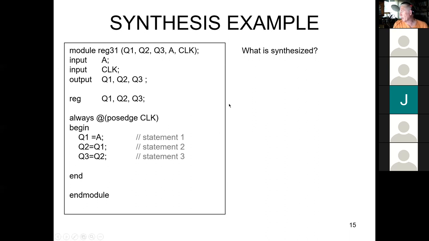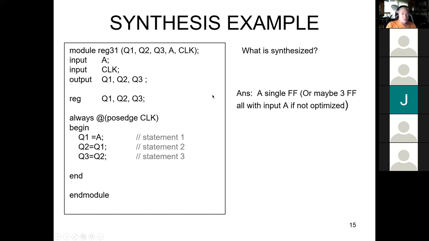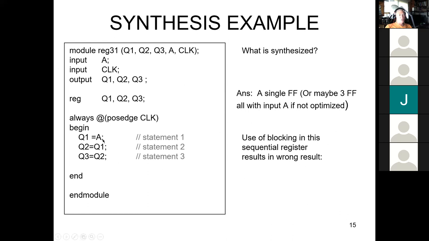So what actually gets synthesized? Well, you are going to get a flip-flop because it's going to be sequential logic, mostly because of this edge clock. But it's probably going to optimize away all these other things. And what it's probably going to do is give you a single flip-flop with the input A. If it's not optimized, it'll give you 3 flip-flops all with the input A, which would be kind of useless. If what you intended was a shift register where A goes to Q1, Q1 goes to Q2, and Q2 goes to Q3, you should not have used blocking statements. You should have used non-blocking, and then that's what would happen.